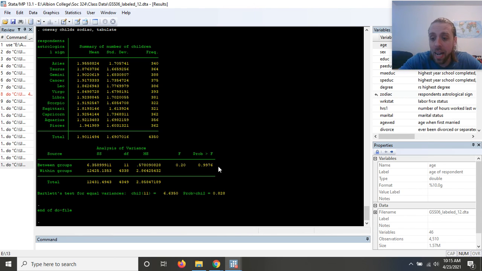So I would have to look at that and find 0.05 or less, right, as my probability value in order to reject the null hypothesis. And lacking that, I now have to conclude that, yeah, there is no difference across zodiac signs in number of children.